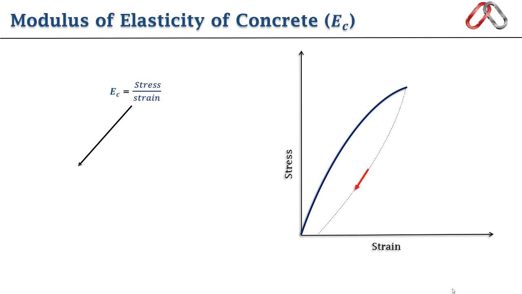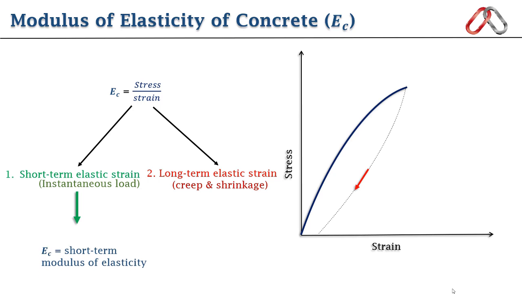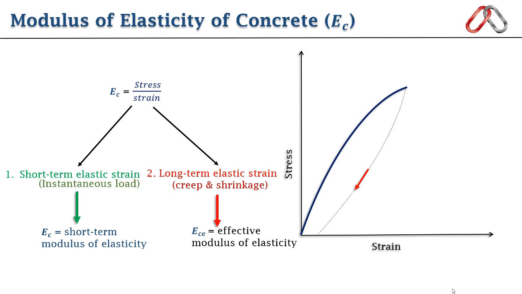But in concrete, there are two types of strain. One is short-term strain and another one is long-term strain. Short-term strain is due to instantaneous load applied on structure, and long-term strain is due to creep and shrinkage. On the basis of short-term strain, the modulus of elasticity of concrete is called short-term modulus of elasticity. On the basis of long-term strain, we call it effective modulus of elasticity.